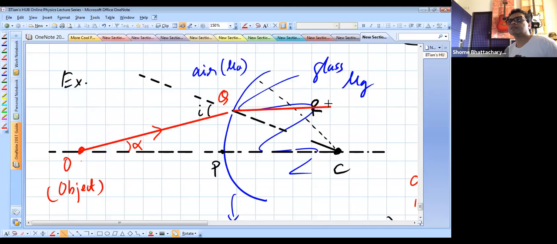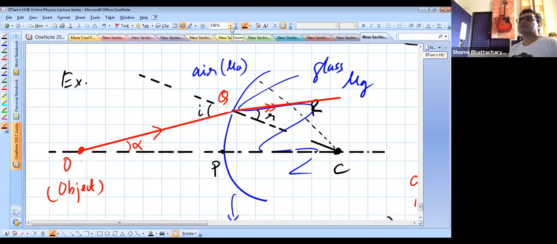From this point, it bends a little bit like this, such that now this becomes the angle of refraction. Okay, so that becomes the angle of refraction such that, okay, Snell's law I'll write later, but first let's understand where the image would be over here in this diagram.